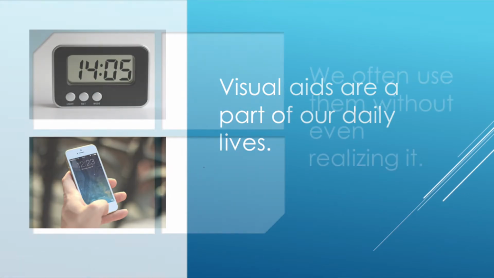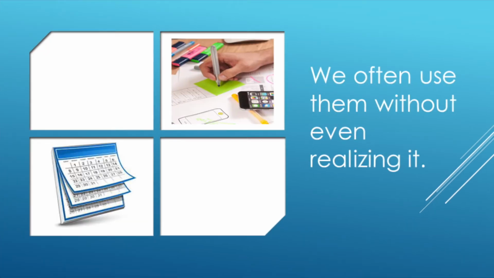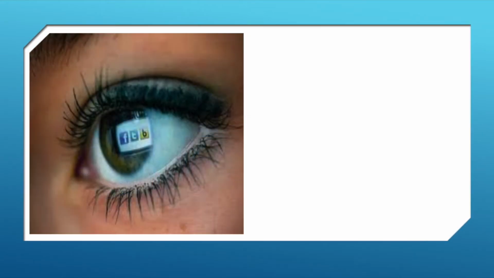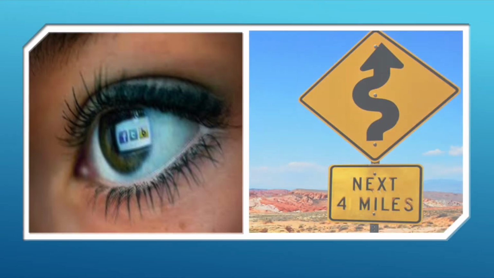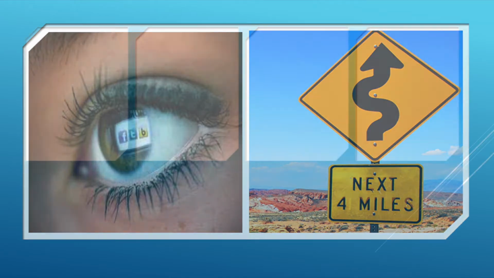Visual aids are part of our daily lives. We often use them without even realizing it. A note, a calendar, an object, body language are just a few examples. They improve the communication process by presenting information at a glance. They allow information to remain constant. They give clarification and a better understanding of what is being presented.